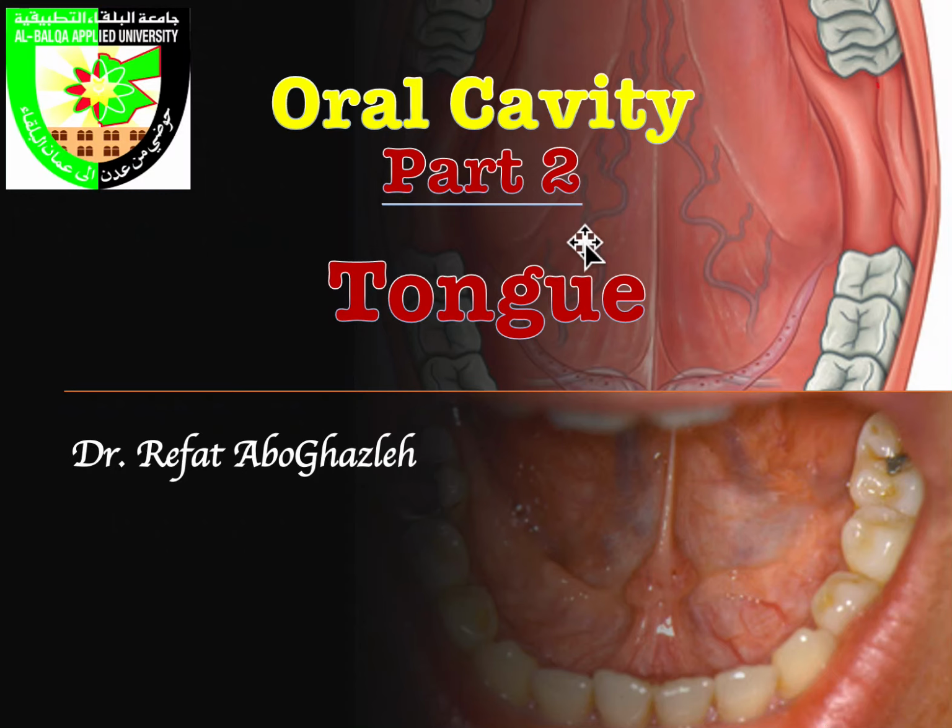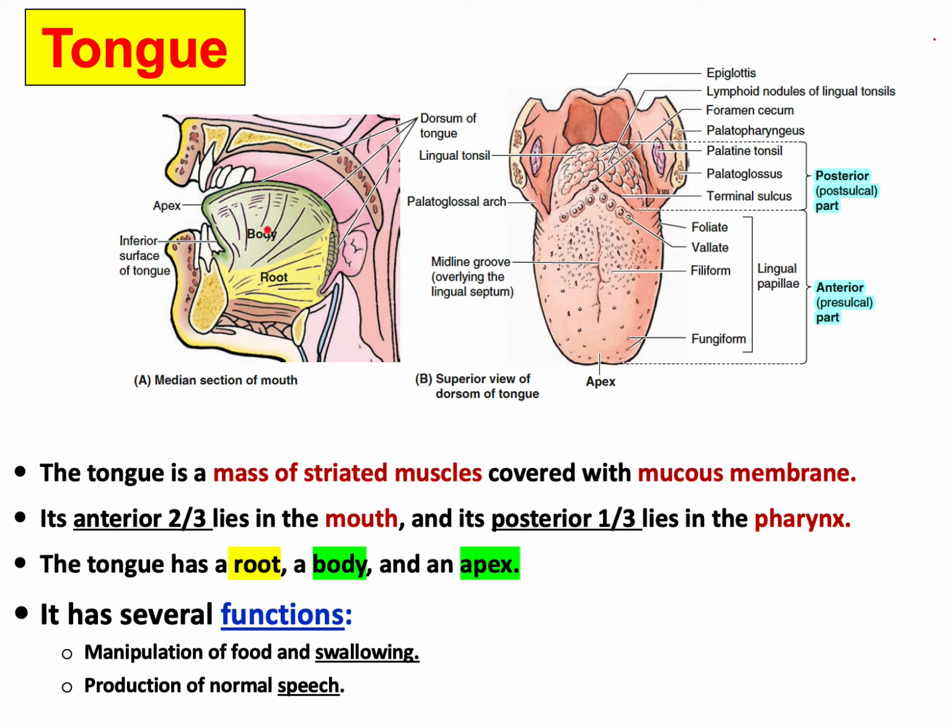Let us continue the oral cavity. In this part 2, we'll continue talking about the floor of the oral cavity, especially the most important structure there, which is the tongue. We mentioned that the tongue forms mainly the floor of the oral cavity proper. So let us dig deep into the tongue.